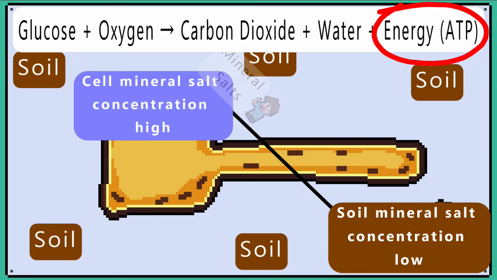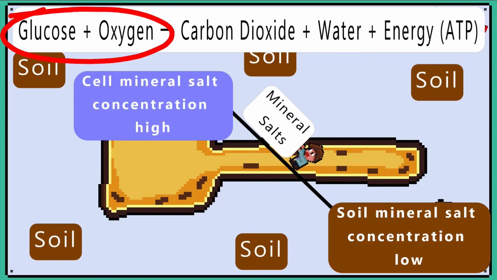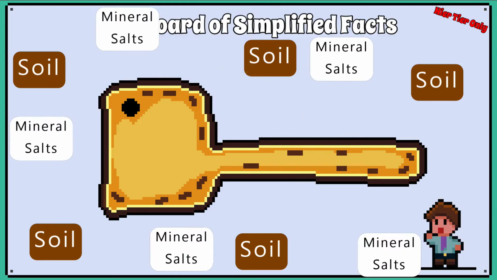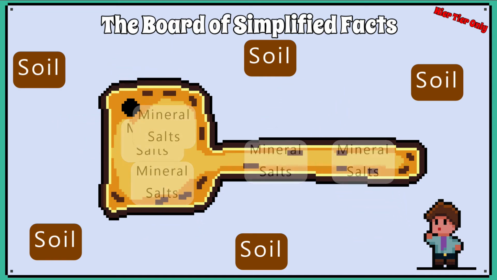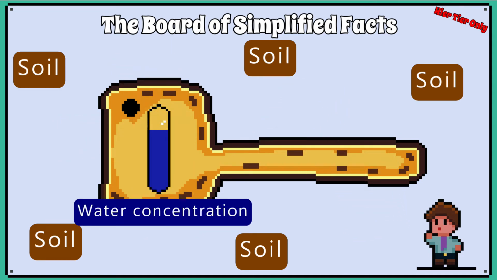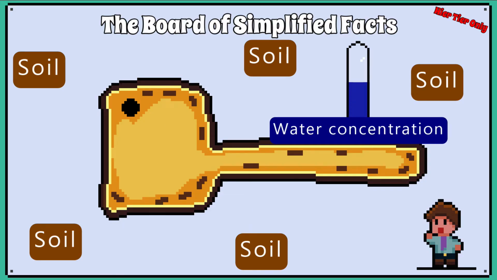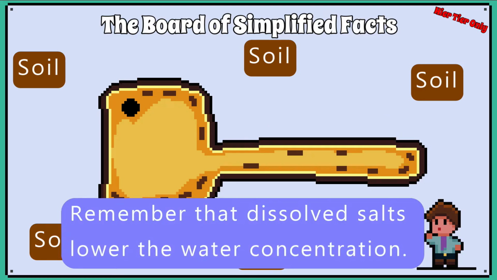This means the root hair cells need a good supply of glucose and oxygen for active transport. The purpose of moving mineral salts into the root hair cell is so that the water concentration drops inside the root hair cell, and in the soil surrounding the root hair cell, water concentration increases. Remember that dissolved salts lower the water concentration.